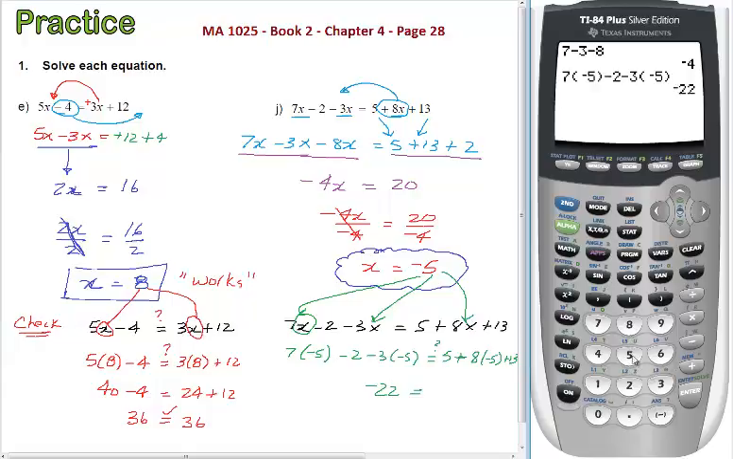What are we getting on the right hand side? 5 plus 8, open bracket, negative 5, close bracket, plus 13, and enter. Look at that. So very quickly we know that negative 5 is the correct answer. So there's your complete solution for 2 different linear equations on page 28.